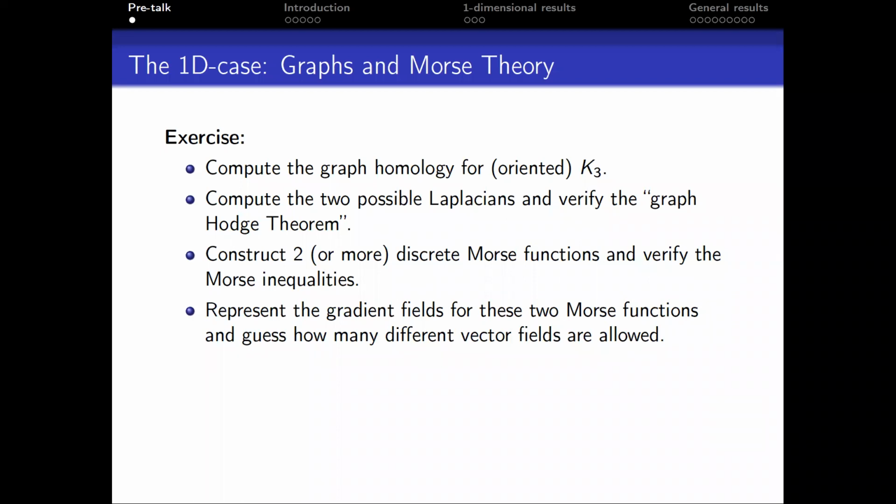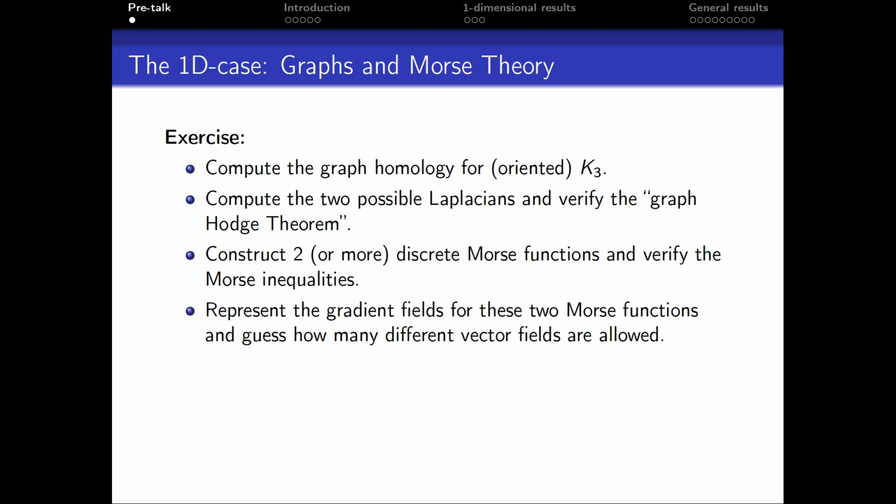So when you have simplicial complexes, a natural example is graphs. So we will study a very simple graph that is K3, just a cycle. And we will compute the graph homology associated to it. So I will explain in a second how to do that.